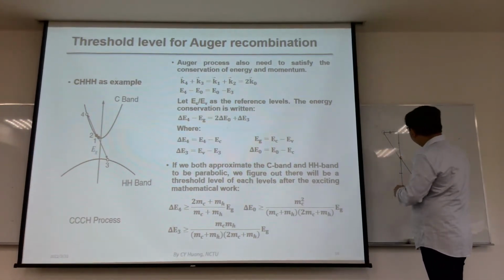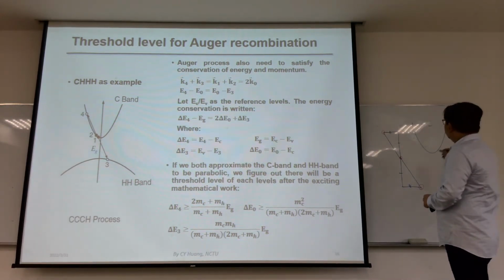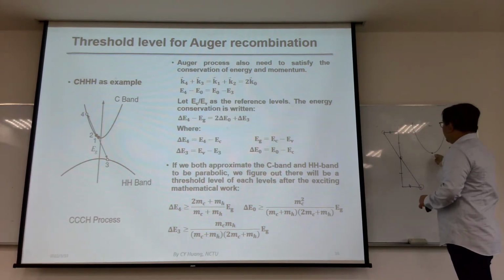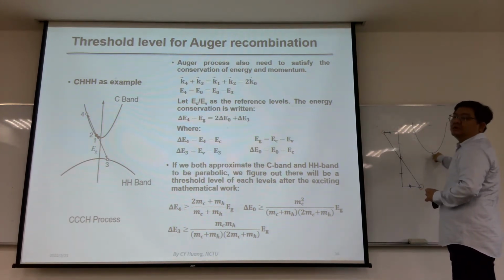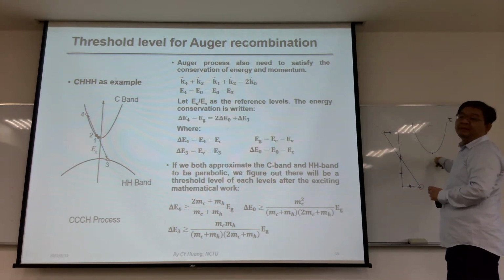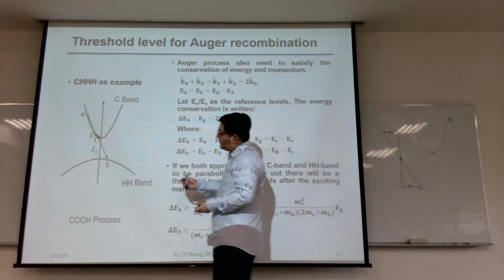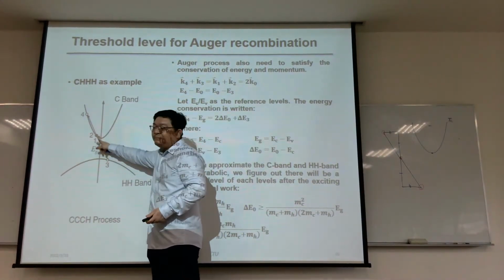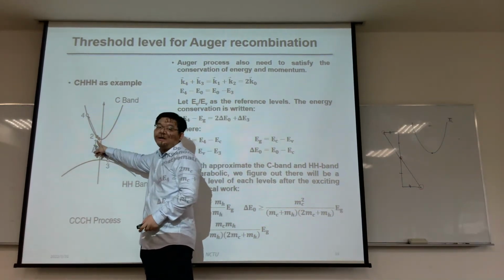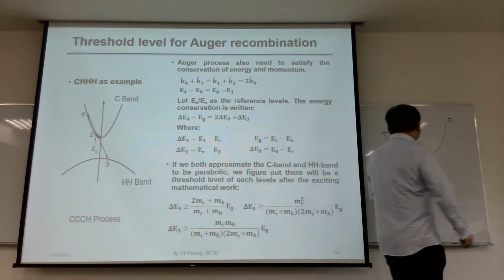So for a conduction band like this, the electron near the band edge will not undergo Auger recombination because it is impossible to find any other point in the heavy hole band that satisfies both energy conservation and momentum conservation.